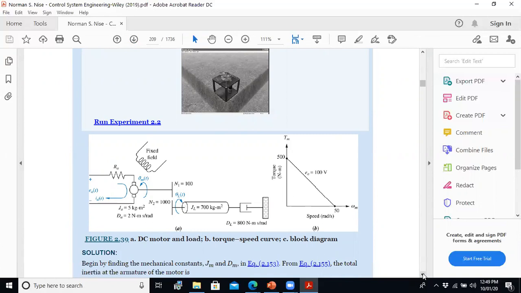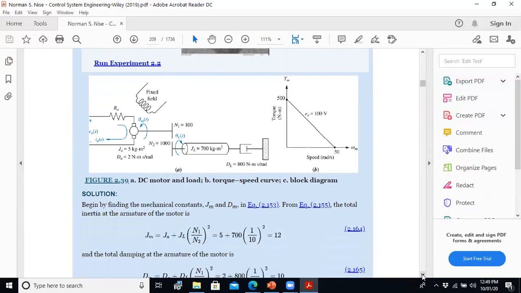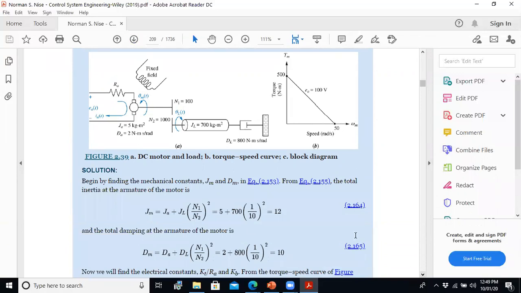Okay, so it'll give a little drawing of the graph. Yeah, you'll be given the graph. So from here, you can find your JM. The JM formula is this, right? You have JA given. It's very similar to this problem, the homework. So JA equals 5, right? And where is JL?